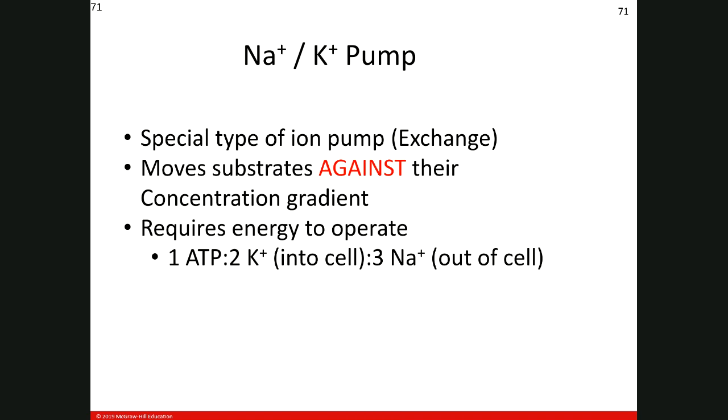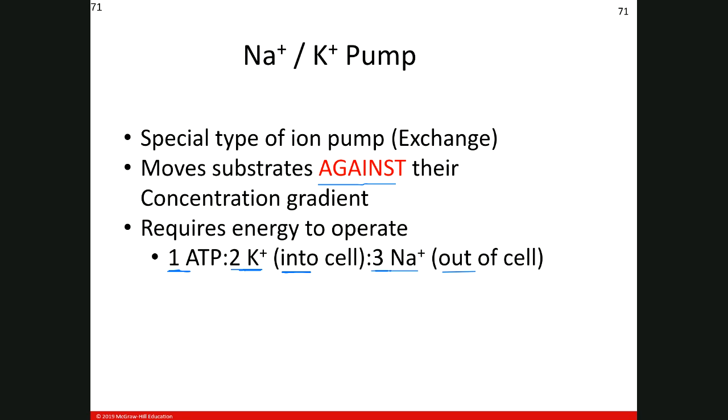We'll go into more detail on this when we get into chapter 12, the nervous system. This is basically just a quick thing about the sodium-potassium ion pump. It's important to know that it's going to move both sodium and potassium against their concentration gradient. For every ATP that you spend, you're going to move 2 potassium into the cell and 3 sodium out of the cell. I can guarantee you'll see that on a test, whether it's this test, your third test, or your final. It's a 3-to-2 ratio: 3 sodium leave the cell, 2 potassium enter the cell.